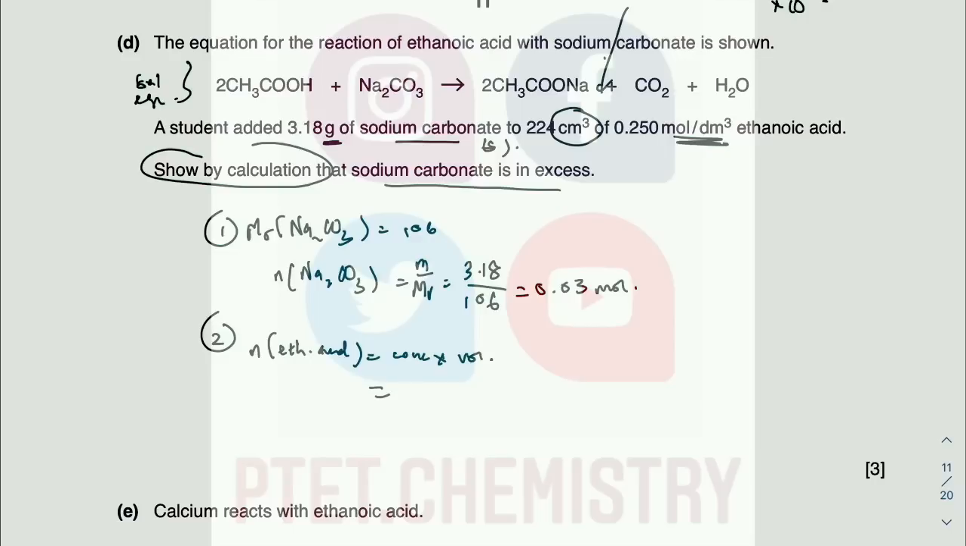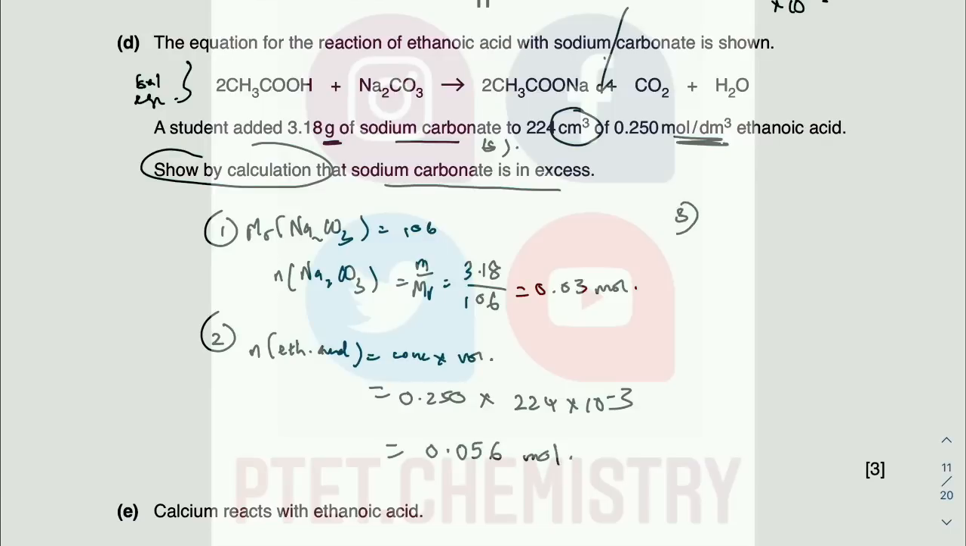Sorry. Concentration first, based on the formula. Mole per dm cube times 224 times 10 to the minus 3. Put that into your calculator. 10 to the minus 3 simply means 224 over 10 to the 3. That means 224 divided by 1000. You will have learned this in your Maths D as well, I presume.